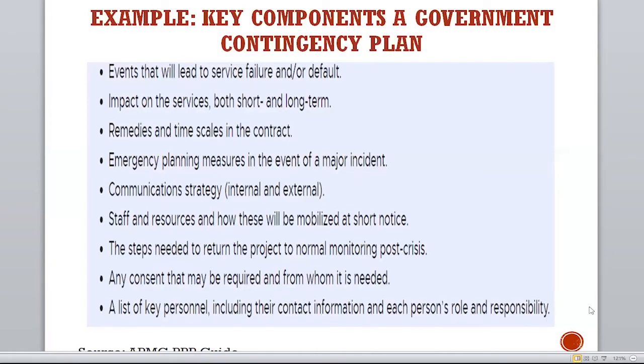For example, key components of government contingency plans include: events that will lead to service failures and or defaults, impact on the services, both short and long term, remedies and time scale in the contract, emergency planning measures in the event of a major incident, communication strategy, and staff and resources, and how these will be mobilized at short notice. They're all part of the emergency plan.